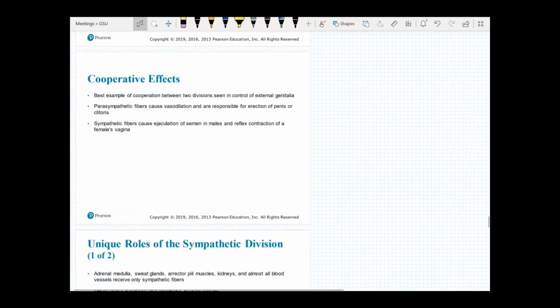Sometimes we're going to have a cooperative effect between the two. And if that's the case, that will occur during erectile moments and will also occur for both male and female, with ejaculation of semen in males and the reflex contractions in females. So that's when the two systems actually will work together, during those events.